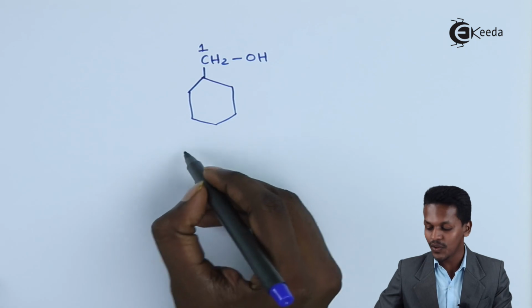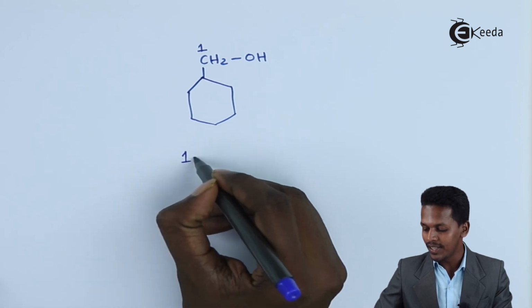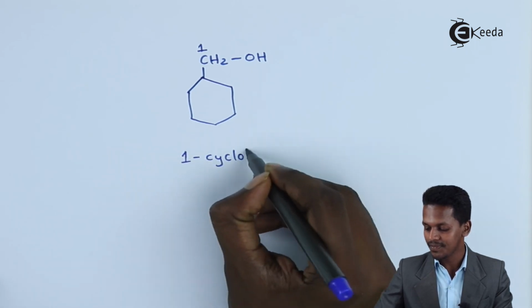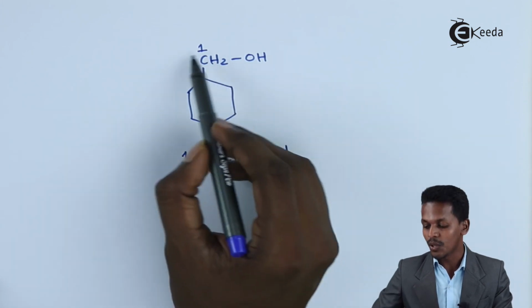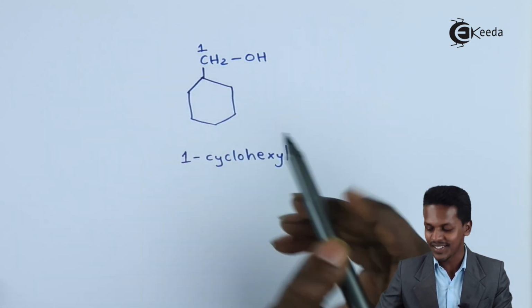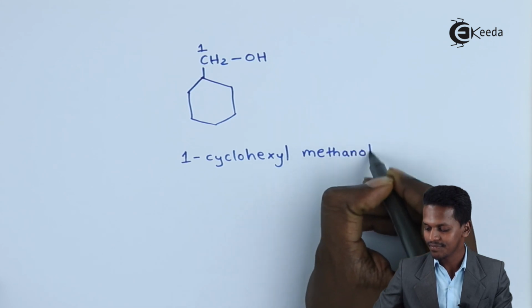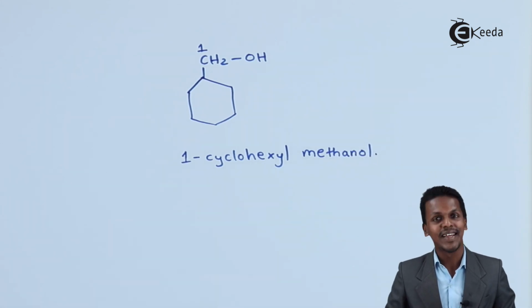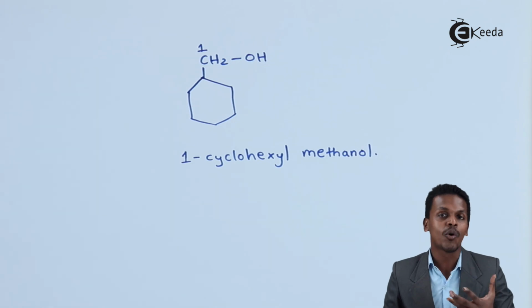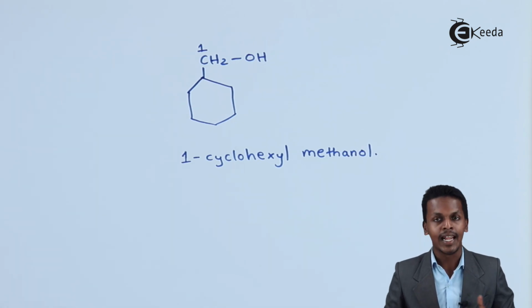So the name of this one could be given as 1-cyclohexyl, and the total number of carbons in this straight chain is only 1. So I could name it as methanol, and that's it. So this is how we provide the nomenclature to alcohols.